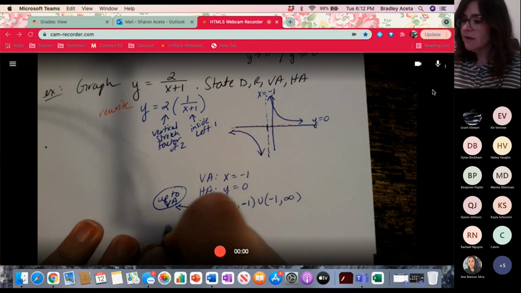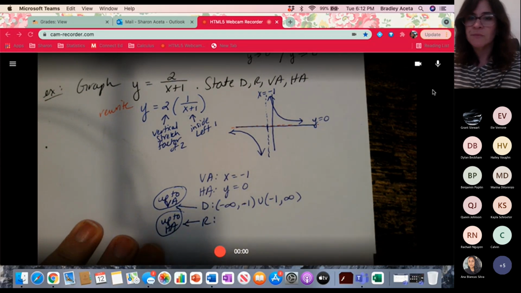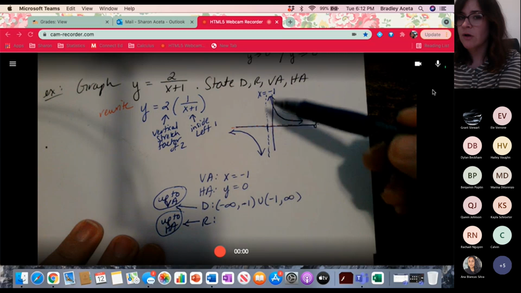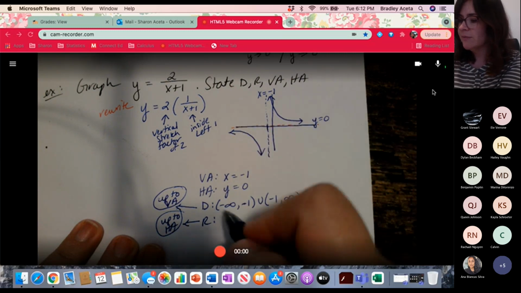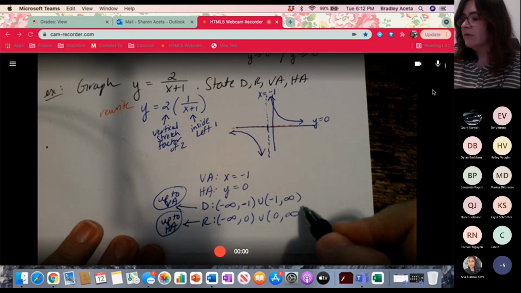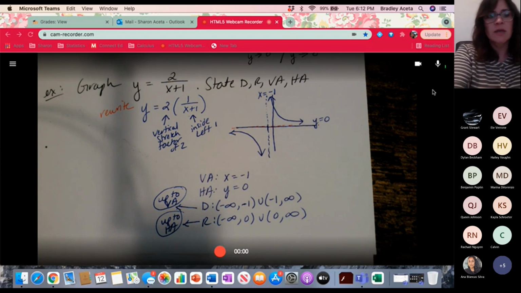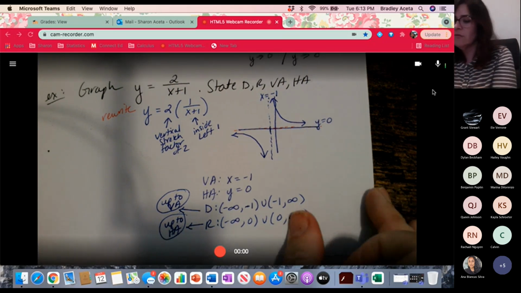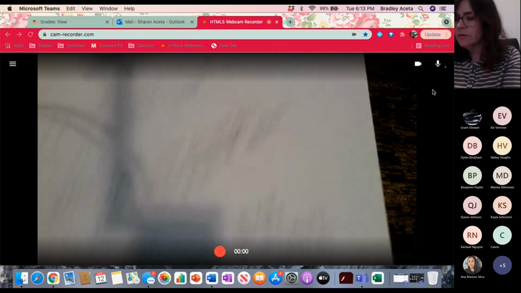Your range is up to the horizontal asymptote. So that would be, how tall is this thing getting? Well, it's going from -infinity up until I have a problem here at 0, united with 0 to infinity. So see, it's not that hard. Again, you can plug this into Desmos and double check it, or plug it into a calculator and look at it again, but it's stuff that you've already done before. All right, let's do another similar problem.